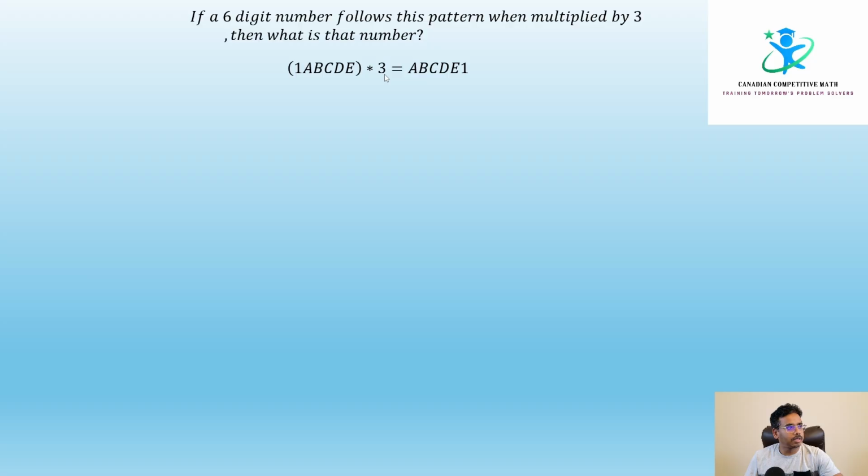When we multiply that with 3, the number rotates. So the 1 becomes the units digit and everything else moves forward. So our goal is to find out which number follows this property. Hope you are ready for this challenge and are eager to solve this puzzle.